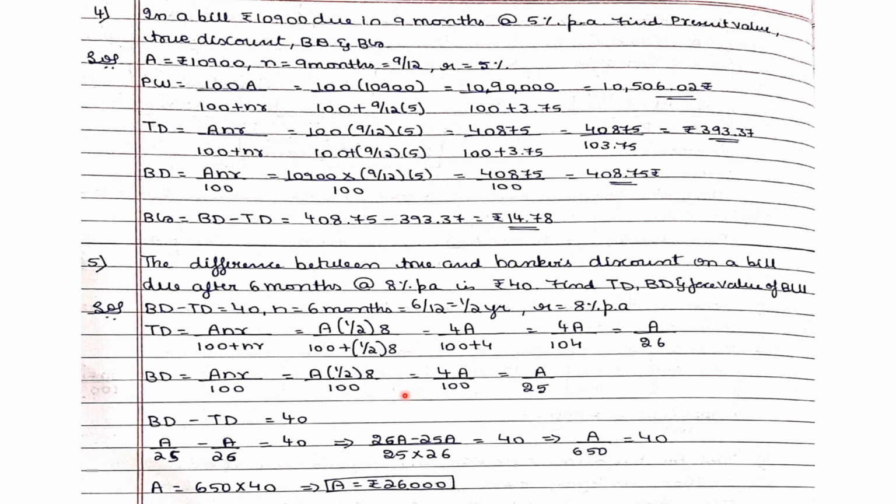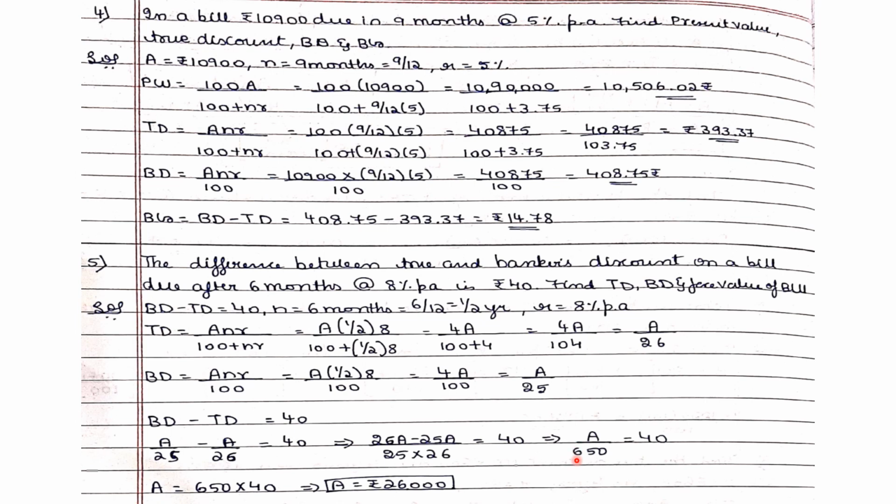So here they had already given BD minus TD is 40. Banker's discount is A by 25, as you have already solved. True discount is A divided by 26. So A by 25 minus A by 26 is equal to 40. Now take the LCM. 25 into 26 will be the LCM. So here it will become 26A minus 25A is equal to 40. So finally A divided by 650 is equal to 40.